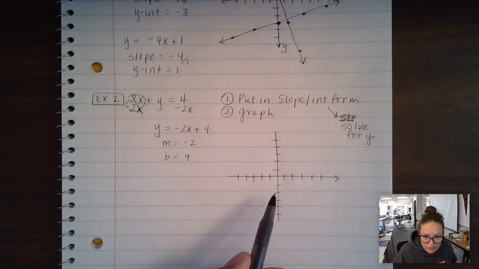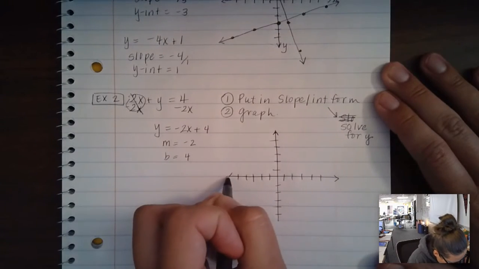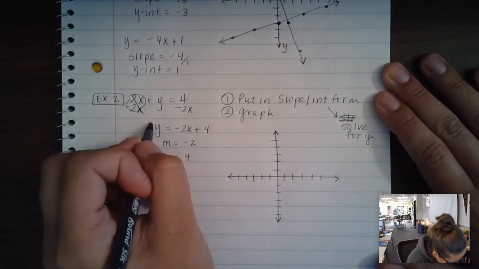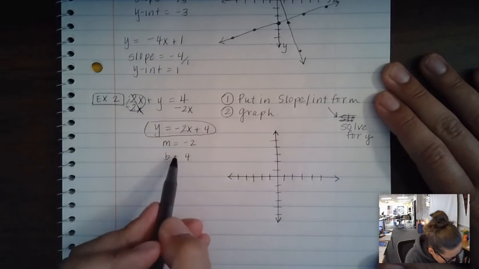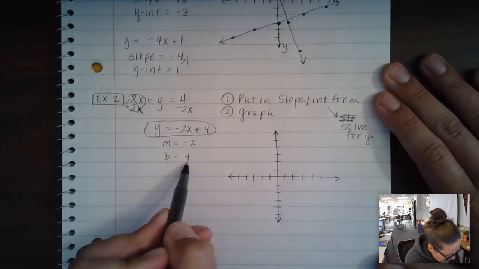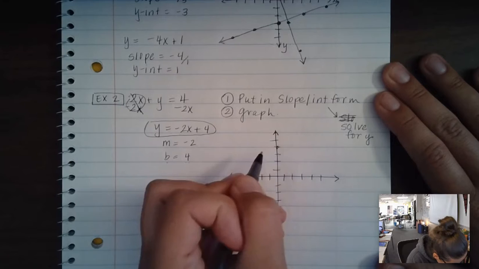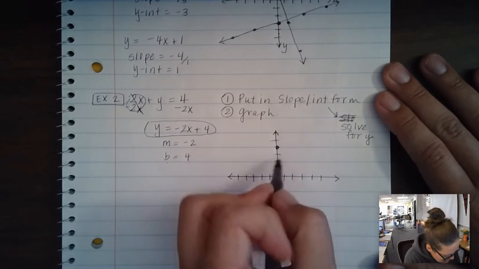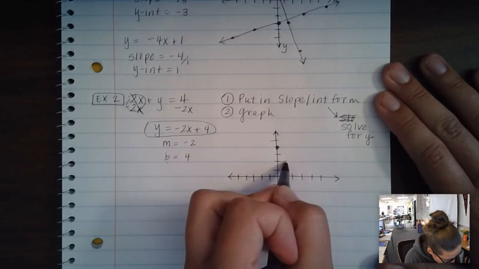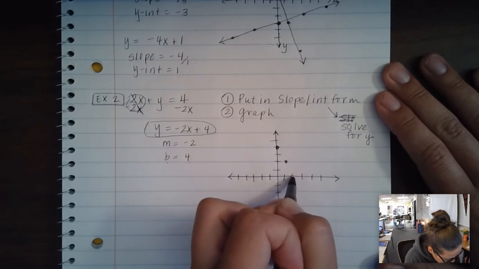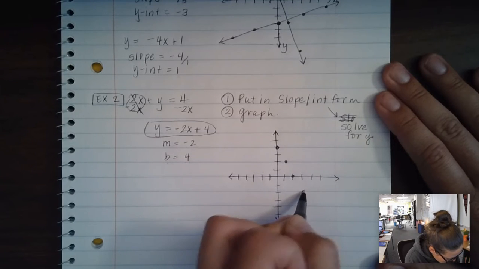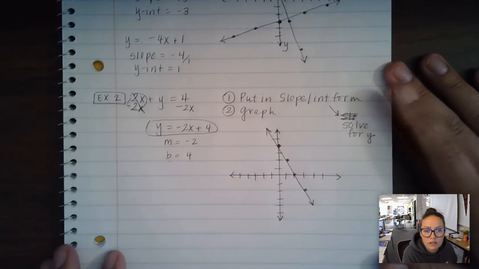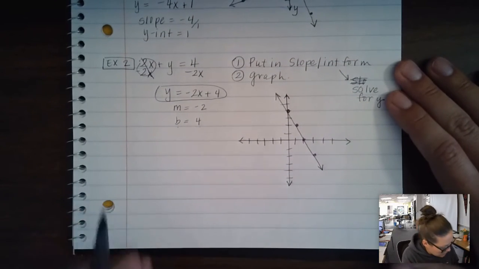So I'm in the middle of constructing my X and Y axis here. And now we're going to graph this equation. We're going to begin at 4 on the y-axis. And a slope of -2 means I'm going to go down 2 over 1. Draw my line.